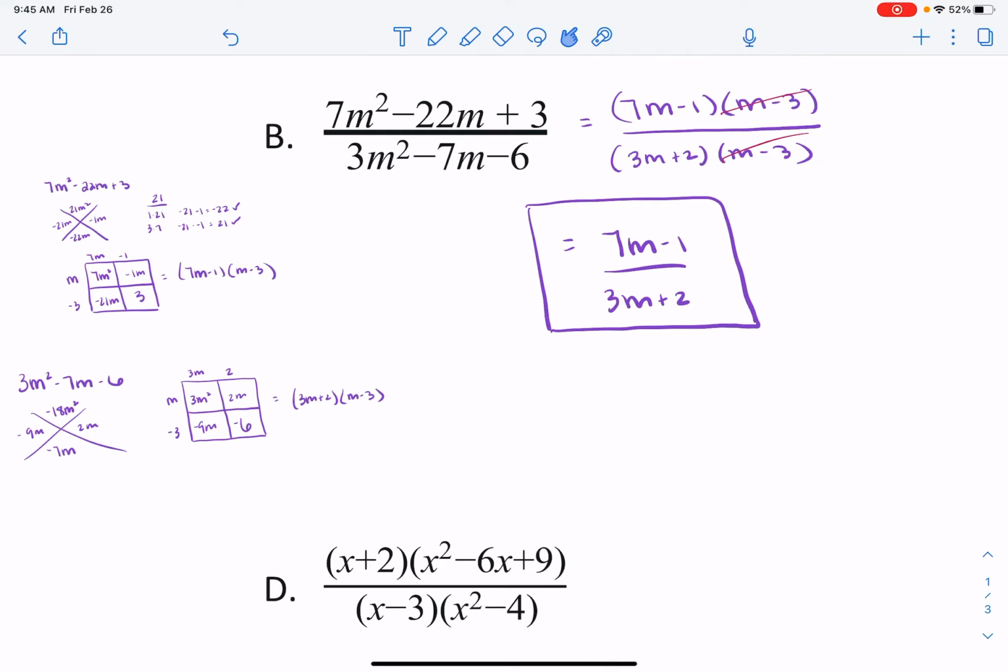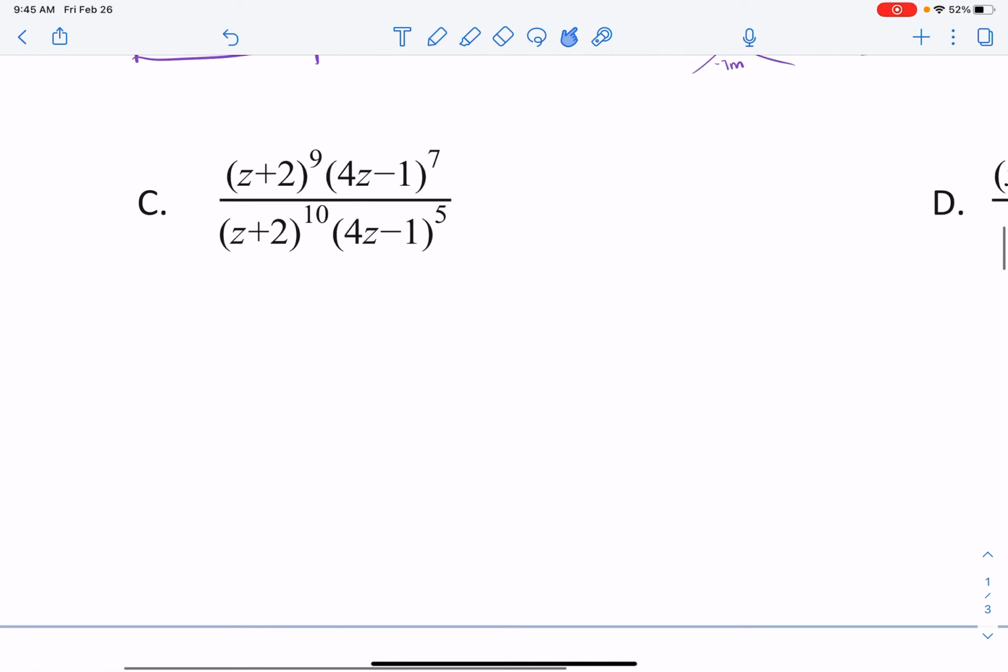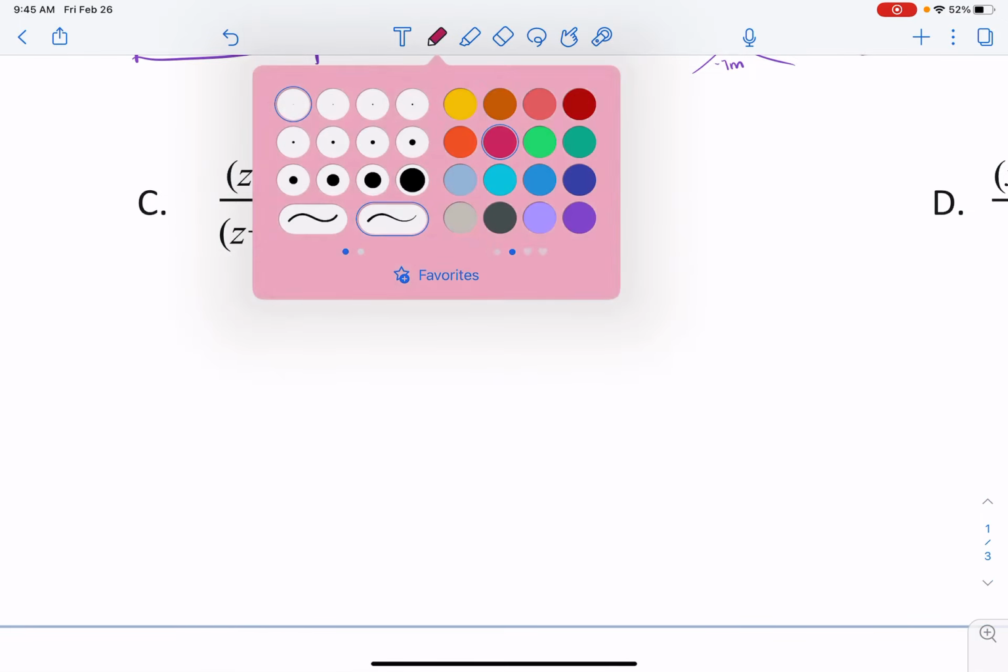Okay, so let's look at letter C. So C says, we've got z plus 2 to the 9th power times 4z minus 1 to the 7th power over z plus 2 to the 10th power over 4z minus 1 to the 5th power. So this one, we could do what we did above and write them all out, but that's a lot of them. So let's think back to our exponent rules.